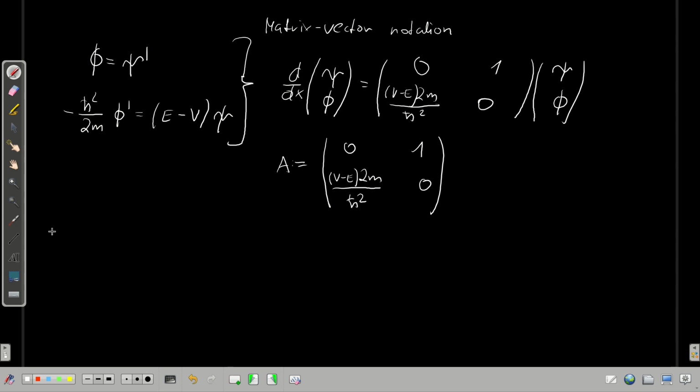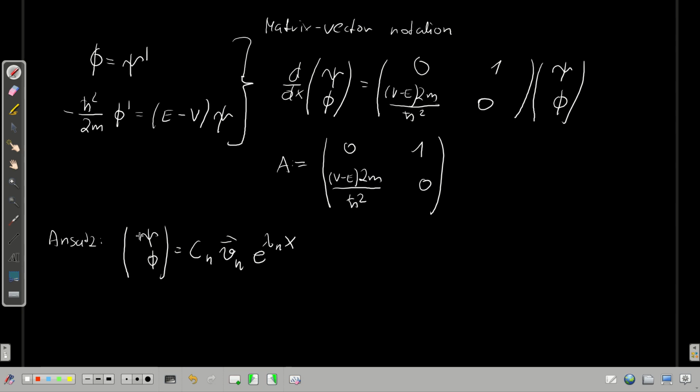The next step is that I choose an ansatz for this psi phi vector. It is psi phi vector equals some unspecified constant Cn times some now unspecified vector Vn, and e to the power of lambda n times x.